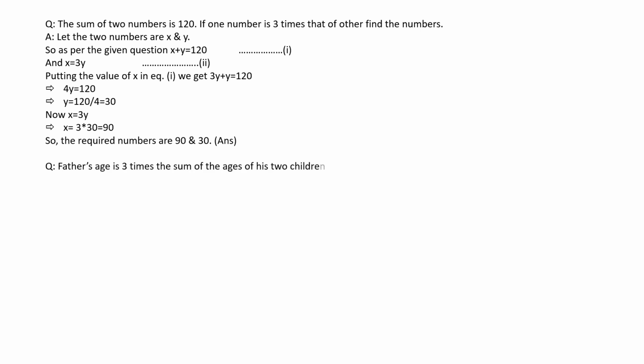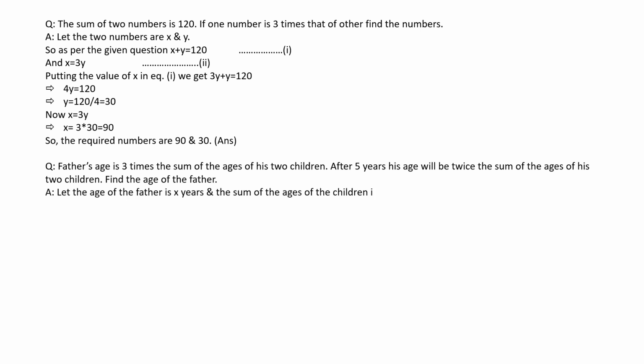The next question is: father's age is 3 times the sum of the ages of his two children. After 5 years, his age will be twice the sum of the ages of his two children. Find the age of the father. In this question, neither the age of the children nor the age of the father is given. Only the relation between the sum of the ages of the children and that of the father is given. Let's go for solving it.